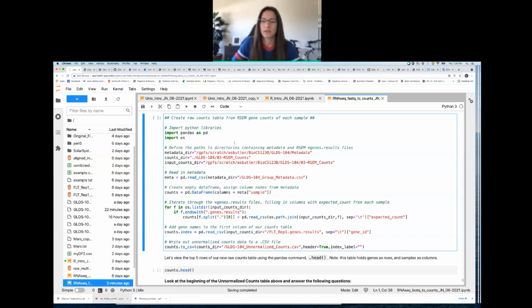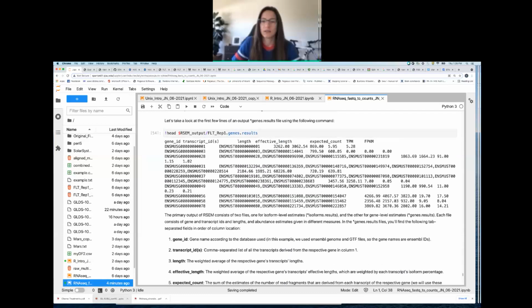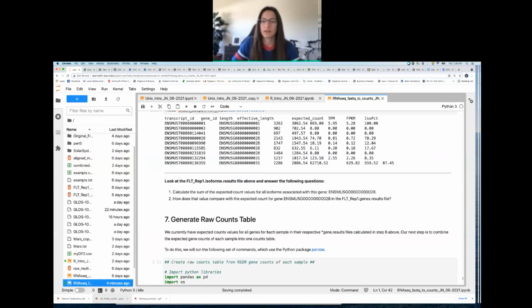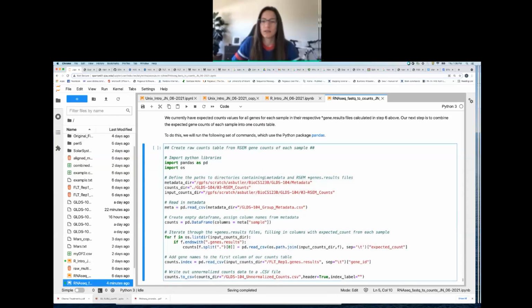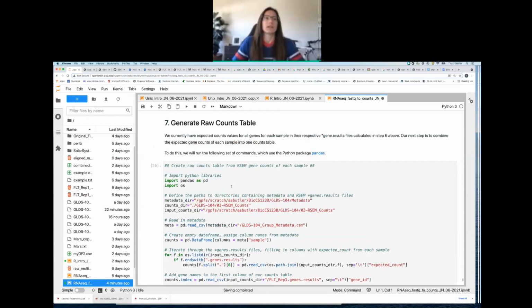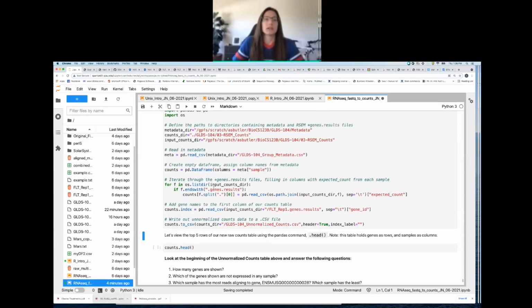Okay, cool. So yeah, this little code here is basically written to pull the expected count value. So again, this 5th column here from the genes.results file for each gene for every sample. And so let's go ahead and run this code block. So it should finish pretty quickly. Hopefully you're able to do it in Pandas.